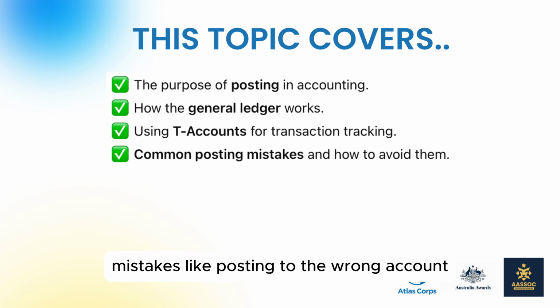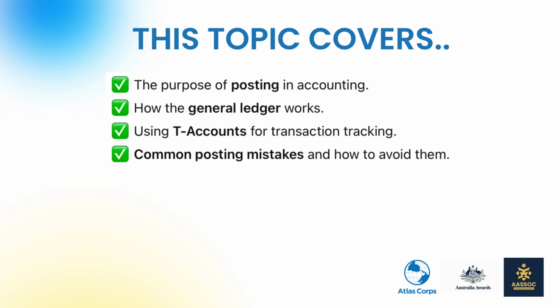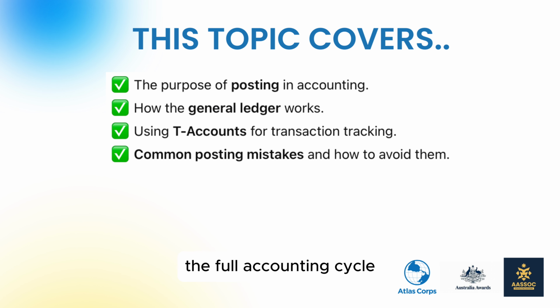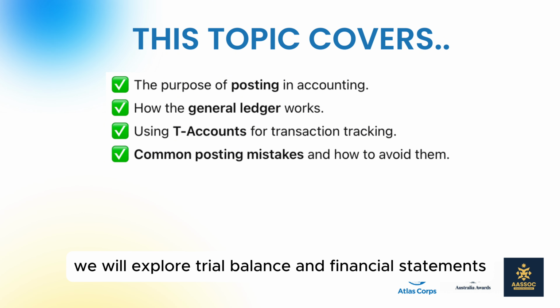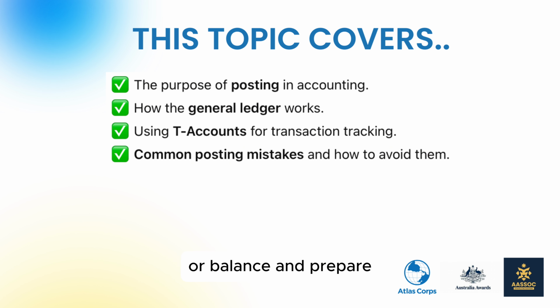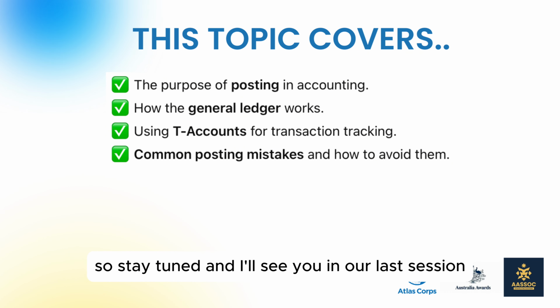Mistakes like posting to the wrong account, omitting transactions, or placing amounts in the incorrect column can be costly. But with careful verification and attention to the accounting equation, these errors can be prevented. By mastering this concept, you are one step closer to understanding the full accounting cycle. In our next session, we will explore trial balance and financial statements. This is where we check if our debits and credits are balanced and prepare financial reports that provide insights into a company's financial health. So stay tuned, and I'll see you in our last session.